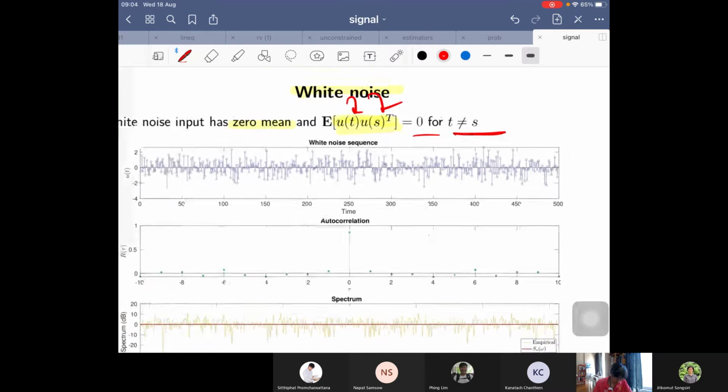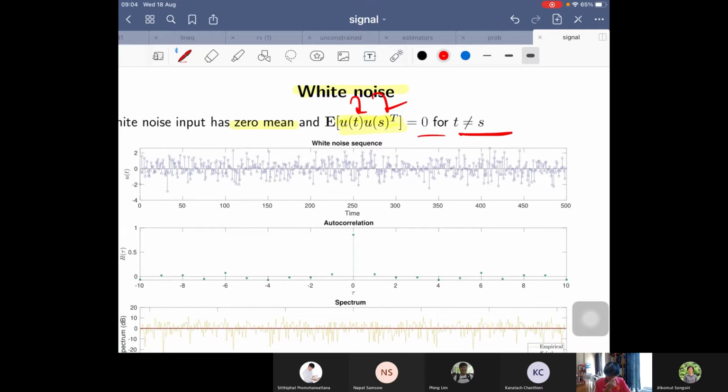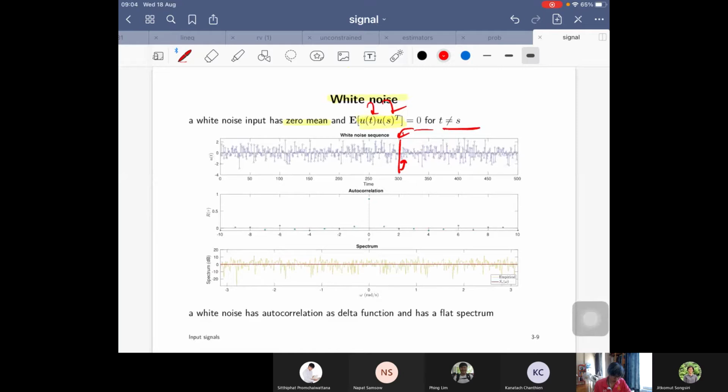In the graph, this is an example of a white noise sequence. You see that it's very random, with ups and downs, highly fluctuating. If you just look at the sequence at one particular time, in the next step it's unlikely that you can predict whether it's going to go down or go up. Very random.